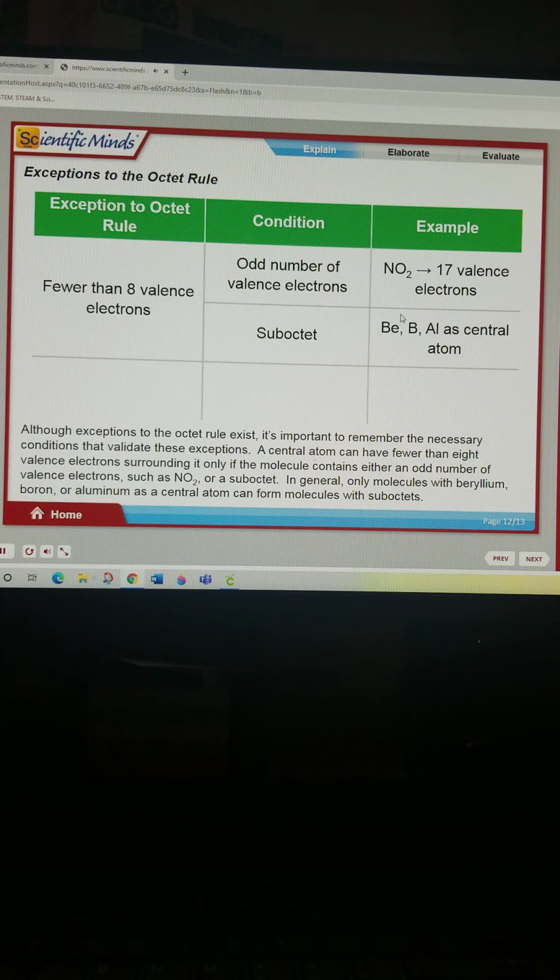Although exceptions to the octet rule exist, it's important to remember the necessary conditions that validate these exceptions. A central atom can have fewer than 8 valence electrons surrounding it only if the molecule contains either an odd number of valence electrons, such as nitrogen dioxide, or a suboctet. In general, only molecules with beryllium, boron, or aluminum as a central atom can form molecules with suboctets.